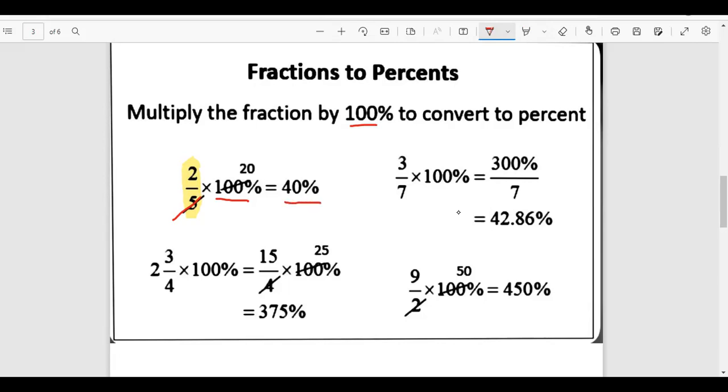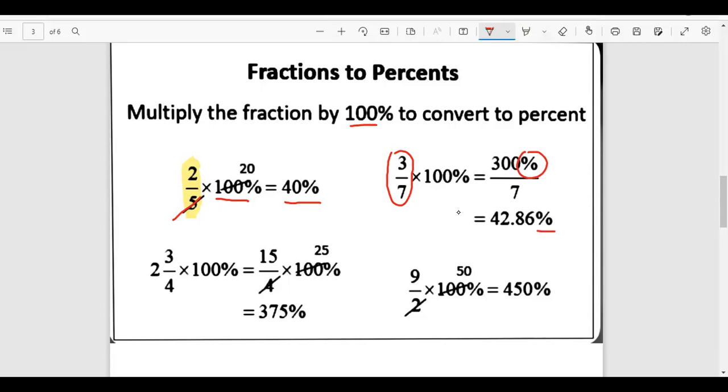Let's talk about another example. Let's say I have 3 by 7. Okay, now when I have 3 by 7, I cannot cancel out anything. So it would become 300% divided by 7. Okay, now 300% divided by 7 does not make any sense directly. So I need to find out 300 divided by 7. Okay. 300 divided by 7. Again, you will do that using that long division method, which we discussed in the previous question. And once you will divide, you would get 42.86. So then we will just write down this percentage sign as it is.